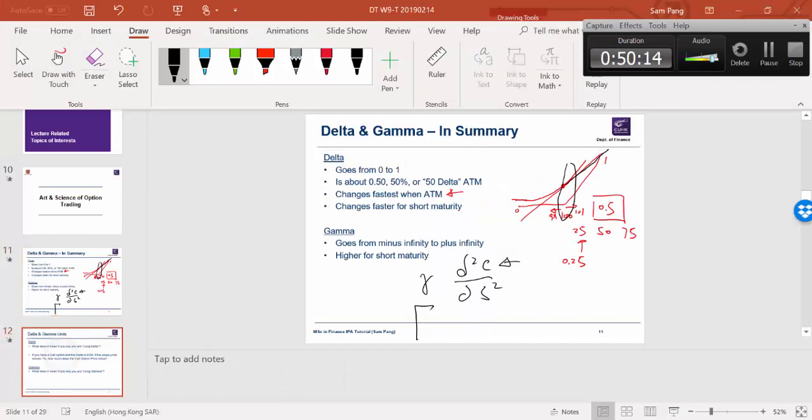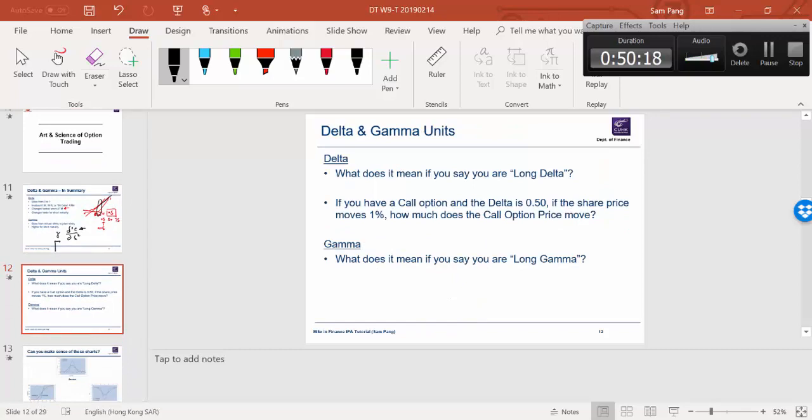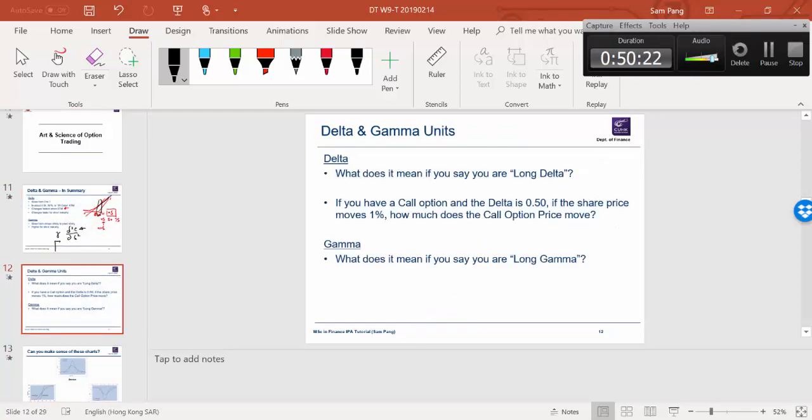Now, if you're all right with that, here I already talked about, if you are long delta, what does it mean if you're long delta? I think we already talked about this. What does it mean if you are long delta? This is just trader talk.